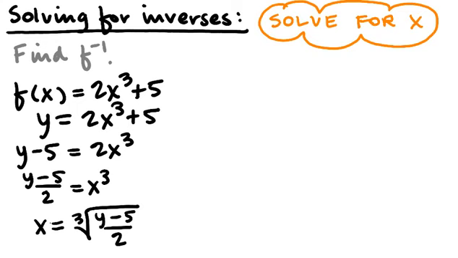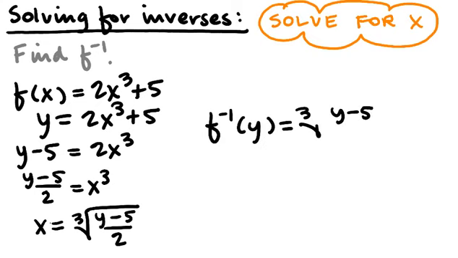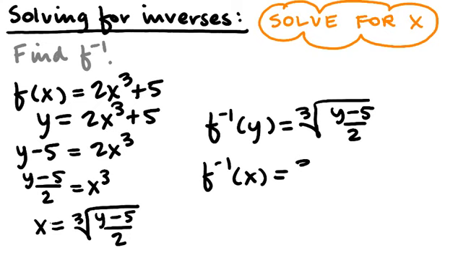So you could write this as f inverse of y equaling the third root of y minus 5 divided by 2, or as f inverse of x equals the third root of x minus 5 divided by 2. However you like.